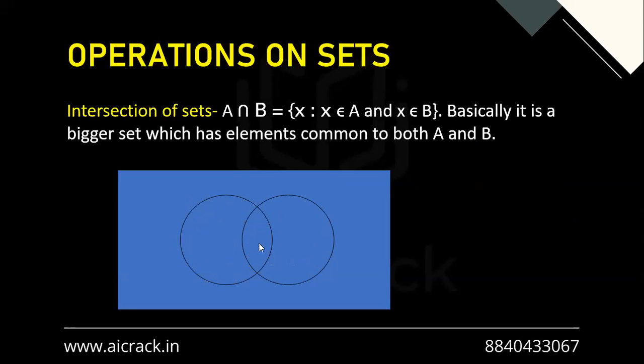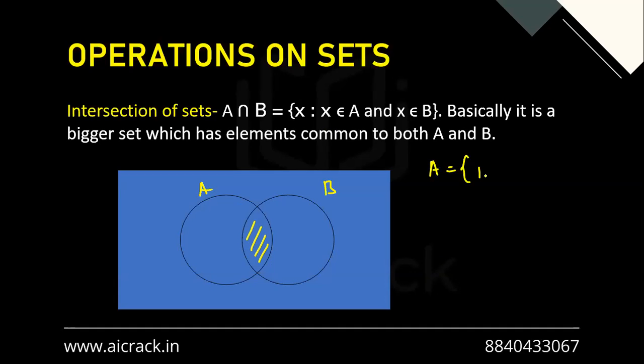Now talking about intersection of sets. This is specifically this overlapped region. This is set A, this is set B, and it mathematically means X belongs to A and X belongs to B. Basically, we have to find the common region, common elements between A and B set.